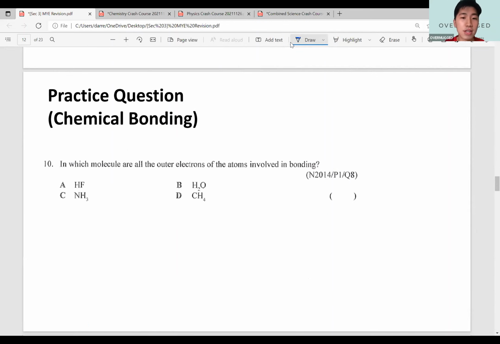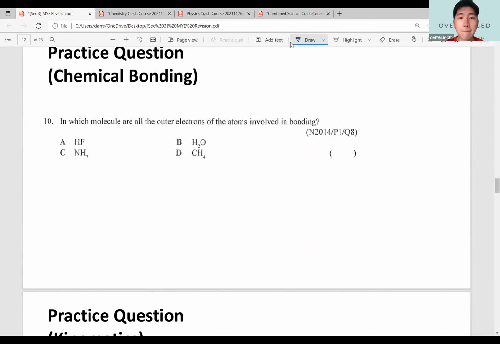Okay, now finally down to the last question. This one is very difficult. Okay, for this one, this is when you need to draw your dot and cross diagram. I'm just going to draw out A as a sample. So for F, you need to go back to your periodic table, but you realize that F's electronic configuration is 2,7. For hydrogen, it is 1. So for a compound, a molecule formed between hydrogen and fluorine, this is how it looks. Do you notice that there are some electrons in fluorine that are not involved in bonding? Right, so A cannot be the answer.